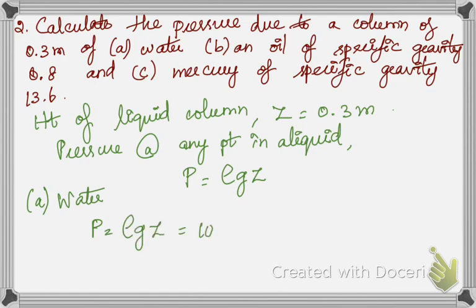So we know the density of water is 1000, acceleration due to gravity is 9.81 and Z is 0.3. So my pressure due to water will be 2943 Newton per meter square. Second one is due to oil. So they have told that oil is having a specific gravity of 0.8.